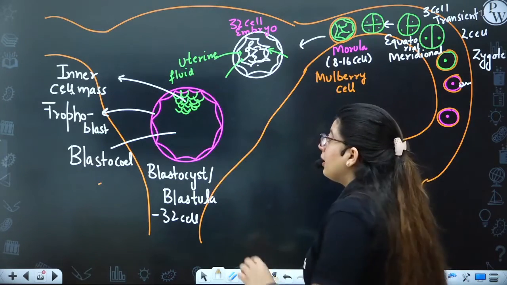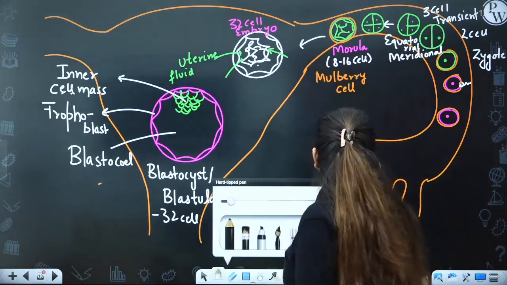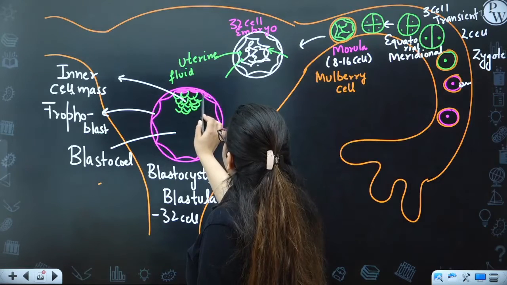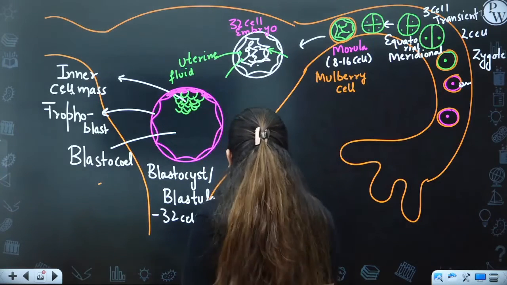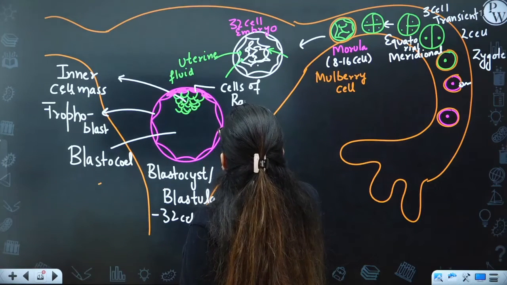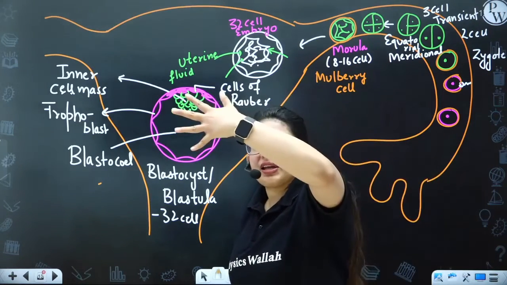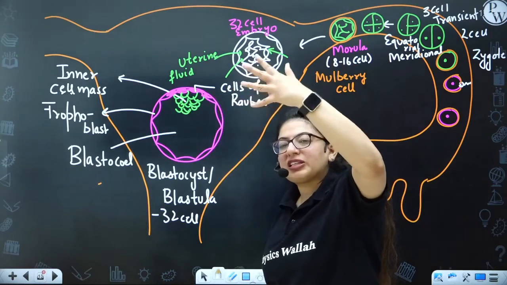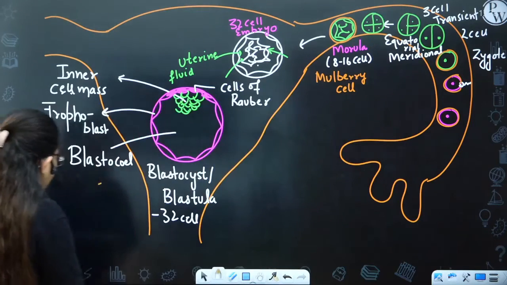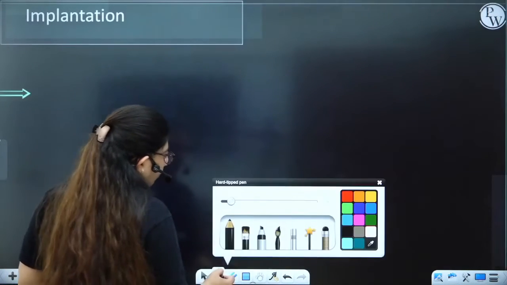Now what will happen? The trophoblast cells which are near to the inner cell mass are known as cells of Rauber. They will divide and form these finger like projections. Can you see? You will call them chorionic villi. Let's move further. These are known as chorionic villi.